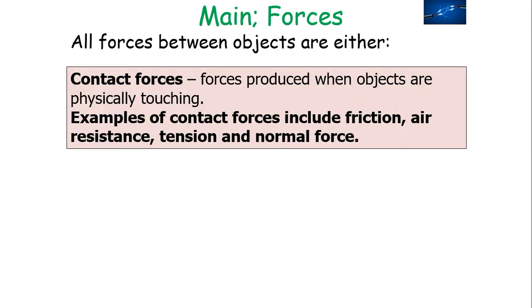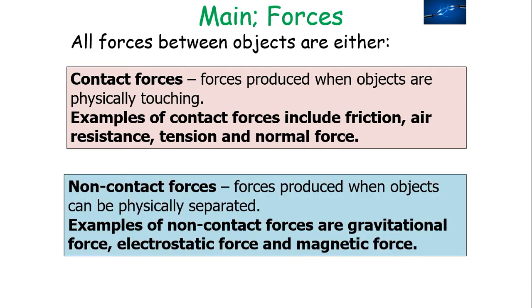So all forces can either be contact forces, which are forces produced when objects are physically touching, such as friction, air resistance, tension, the normal force, or they can be non-contact forces, forces produced when objects can be physically separated, which include the gravitational force, the electrostatic force, and the magnetic force.